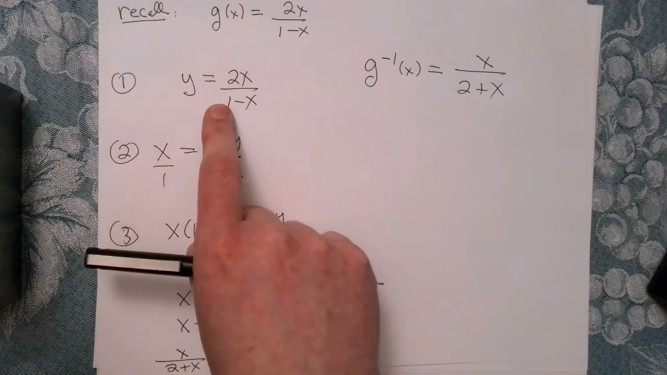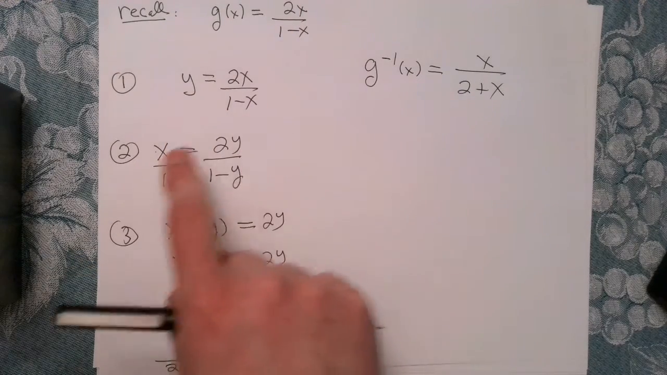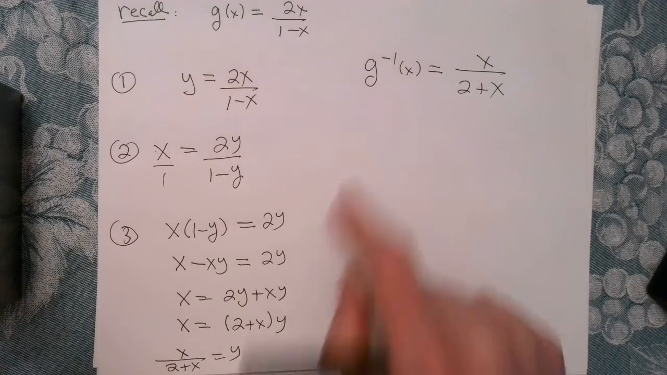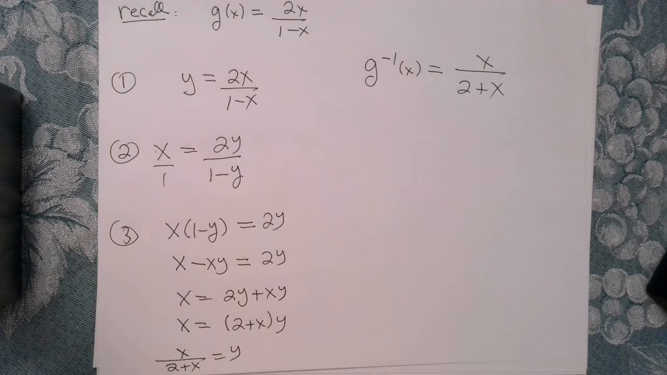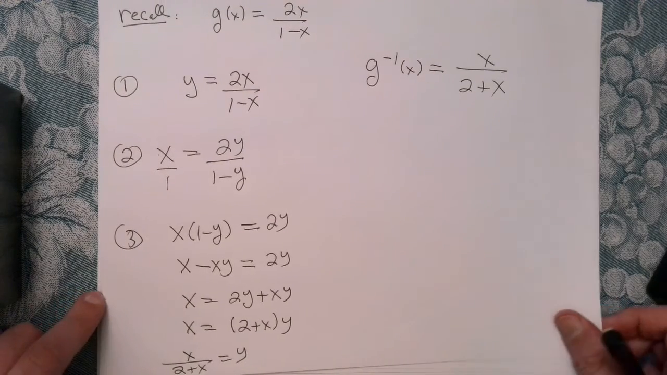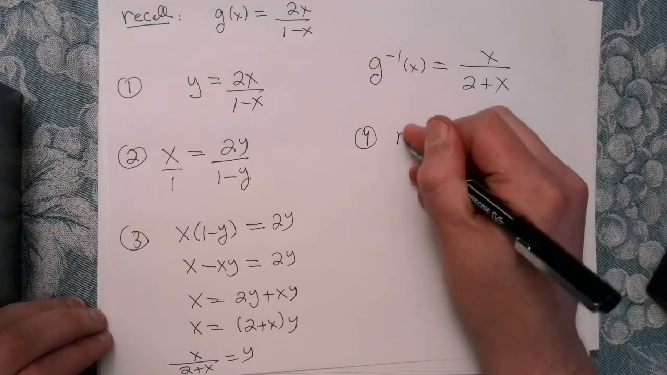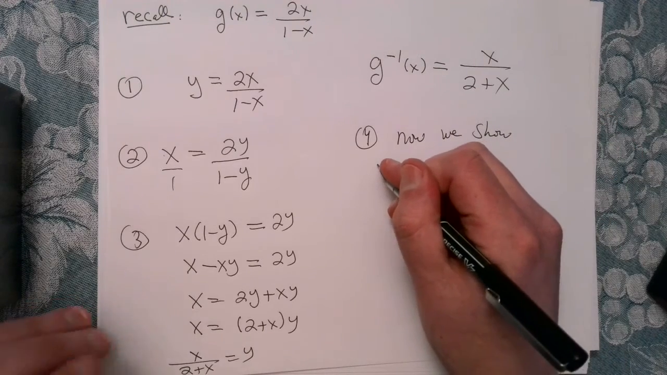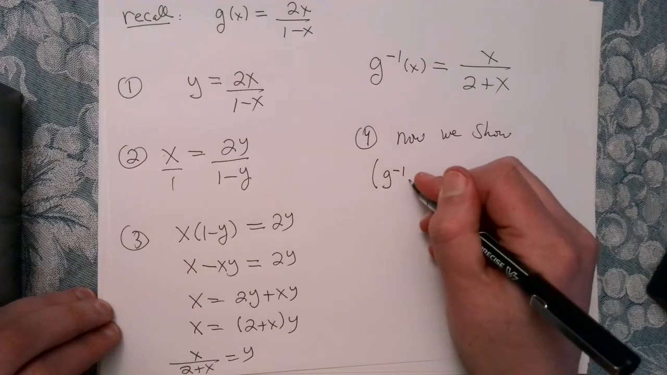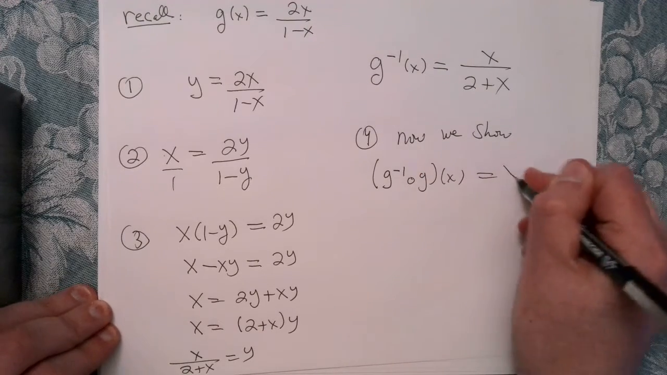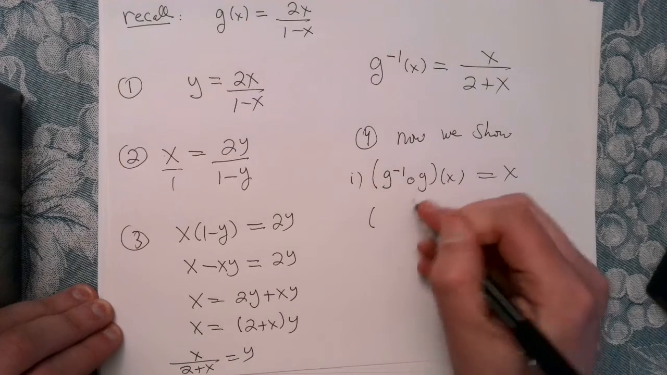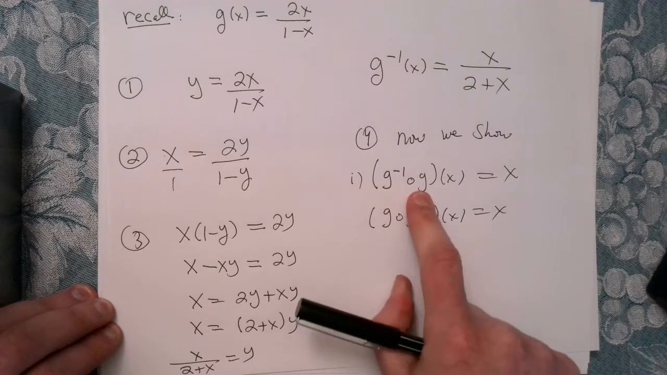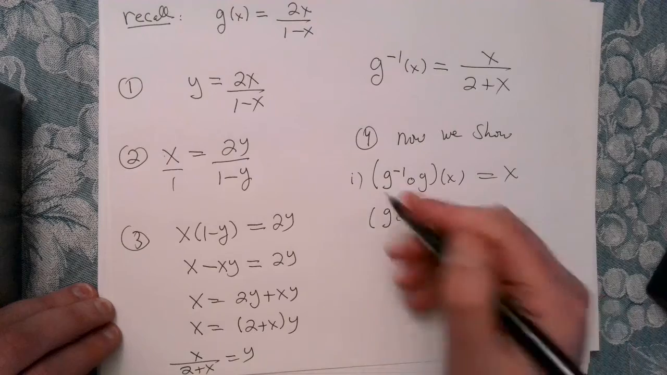Okay, so yeah, right, y equals g of x. Interchange x and y, solve algebraically for y. That's what we're claiming is the inverse, and then we prove it's the inverse. And I think for step 4, we show that the order doesn't matter as long as we cover both compositions. g inverse after g of x is x, and g after g inverse of x is x.